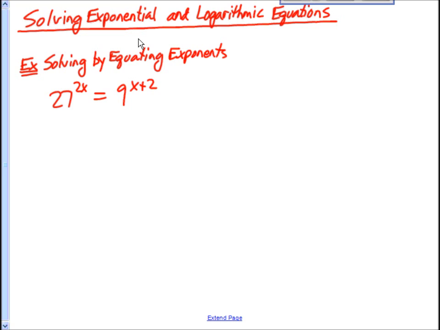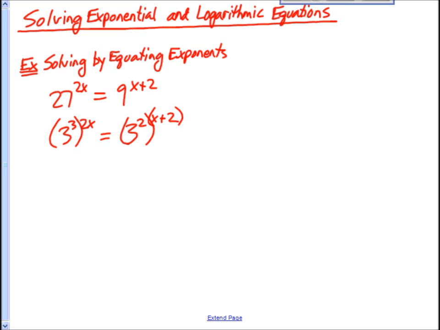If you're looking at this base, you've got 27, and on the other one you've got a 9. You're thinking to yourself, what do they have in common? 27 could be written as 3 to the third, couldn't it? So there's the 27, and that's taking 27 to the 2x. And we know that 9 can be written as 3 squared. So I can equate those bases on those exponents. And then that 9 is taken to the x plus 2, isn't it?